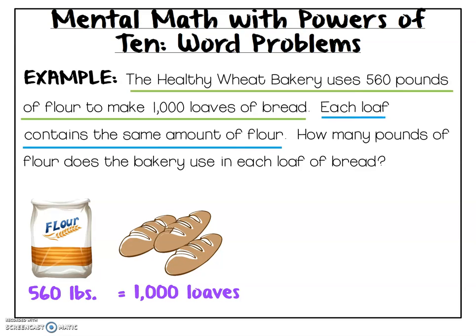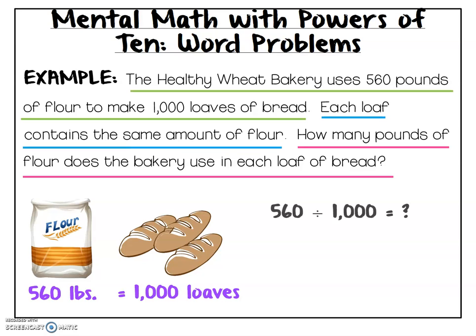The second sentence tells me each loaf contains the same amount of flour. Now I do have some math information here when it tells me that it's the same amount. If each loaf has the same amount, that means I'm making equal groups. This is how I know I'm dividing, because I am going to be sharing or splitting apart this 560 pounds into 1,000 equal groups for the 1,000 loaves. So finally, the question sentence asks, how many pounds of flour does the bakery use in each loaf of bread? So since I'm splitting apart the flour into 1,000 groups, I'll divide 560 by 1,000.